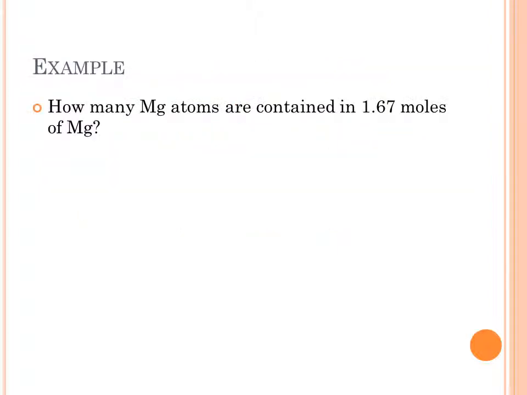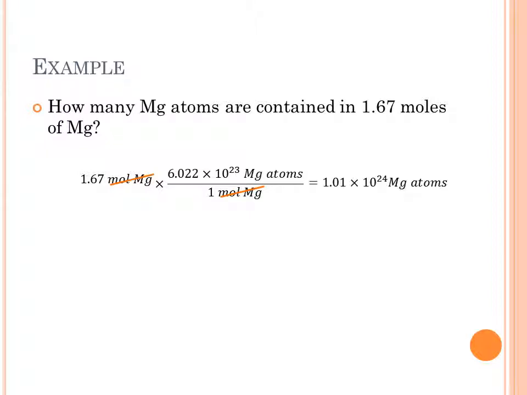So let's look at an example here. We want to know how many magnesium atoms are contained in 1.67 moles of magnesium. So we take the 1.67 moles of magnesium atoms given in the problem, and we're going to multiply by Avogadro's number to get number of atoms. Noticing moles of magnesium cancel, we would have 1.01 times 10 to the 24th power magnesium atoms.